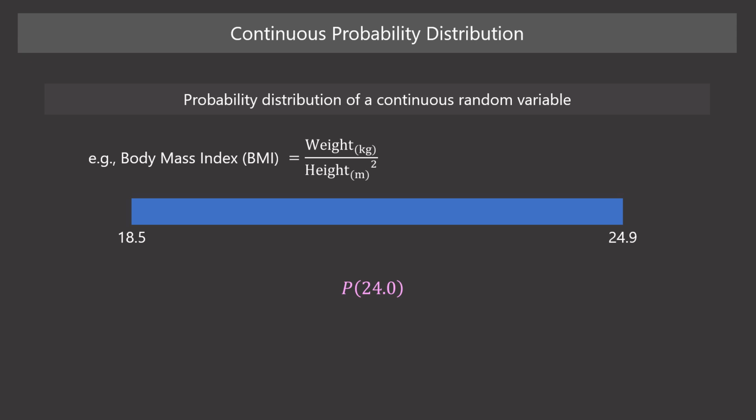Because BMI can take infinite values such as 24.01, 24.001, 24.0001. These infinite numbers occur with the same probability. So, the value 24.0 is just a number in the infinite number of values with the same probability. So, its probability of occurring is 1 divided by infinity, so it is 0.